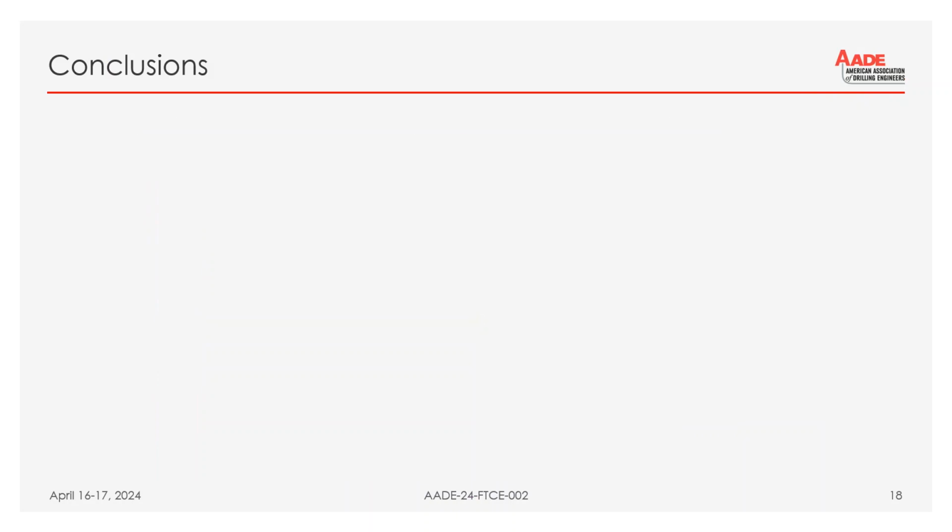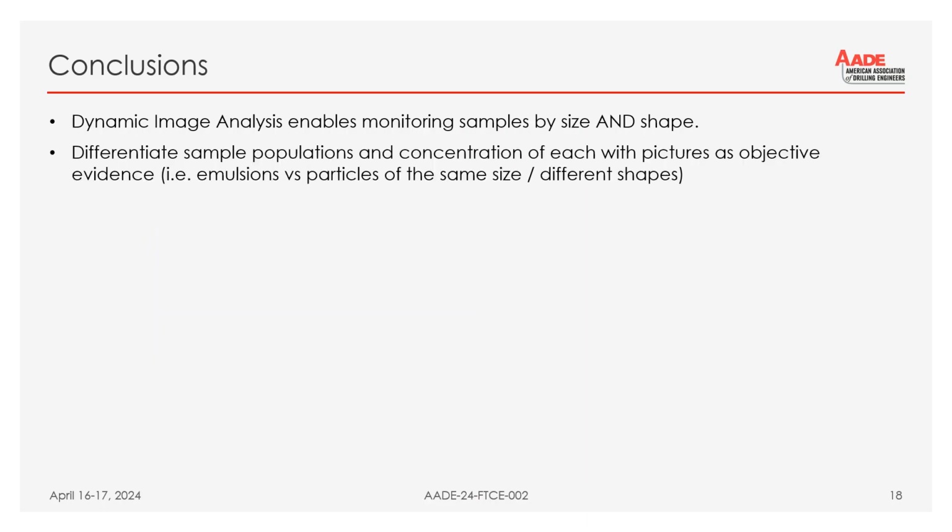So, in conclusion, again, dynamic image analysis is really a very good tool for monitoring samples, not only by size, but also by shape. And you get the number weighted distribution and the volume weighted distribution. The benefit of measuring so many shape measures is that it will allow you to differentiate the different populations of sample based on shape, and it will give you concentration of each. What's the concentration of one versus the other in a sample? Cuttings versus emulsions, right? Or how much LCM do I have versus cuttings?